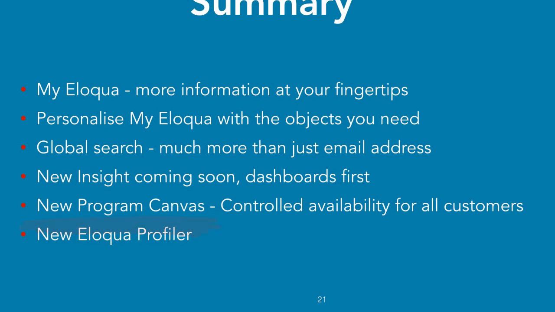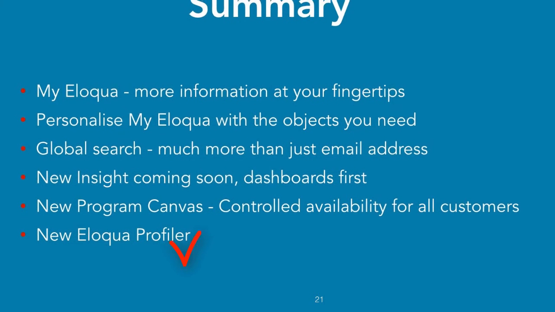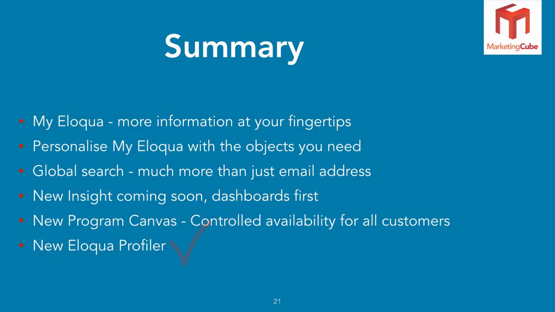So if you've got folks within your team who are using Program Builder today, you certainly want to have a look and have a chat with them about Program Canvas and getting a plan in place to move to the new Canvas. And accessing it through controlled availability is a great place to start. And then, of course, we looked at the new profiler and understanding what needs to happen there.